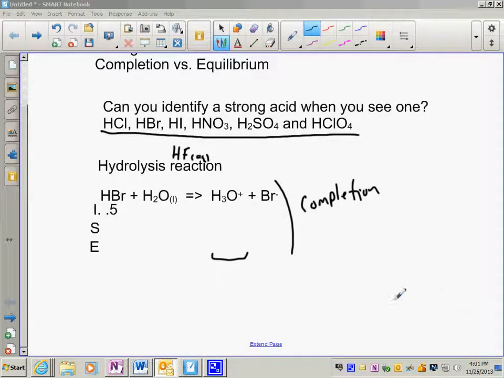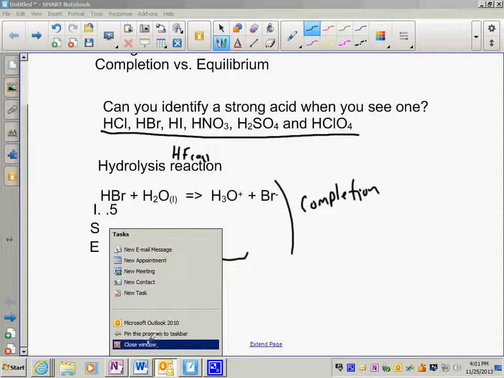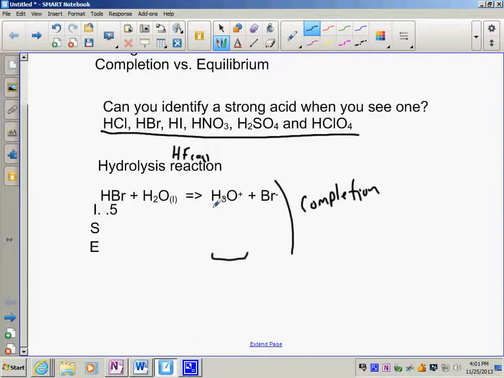I need to know this concentration in the end. Okay? Once I have that, I'll take the negative log of the H3O plus concentration, H plus, and this will equal the pH. Okay? Because it goes to completion, it's pretty much a 1-to-1 ratio.